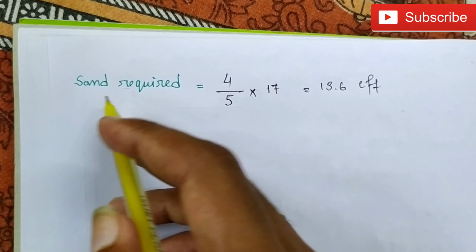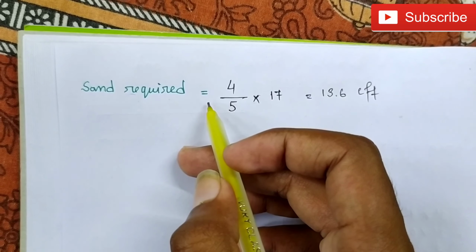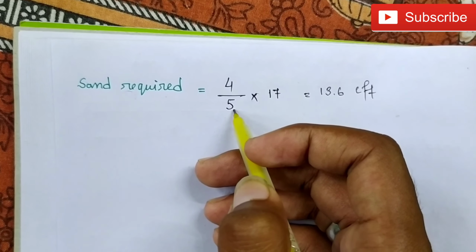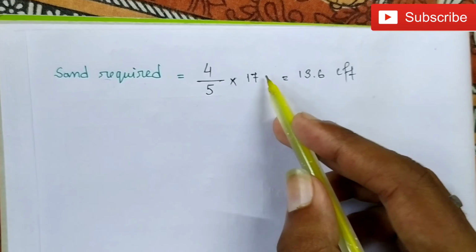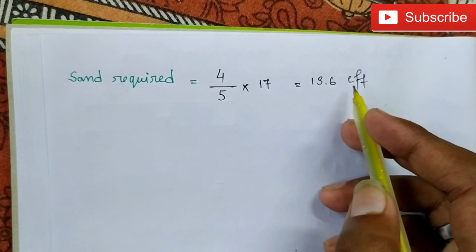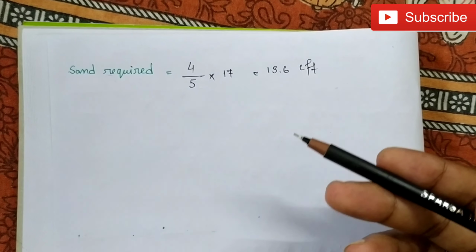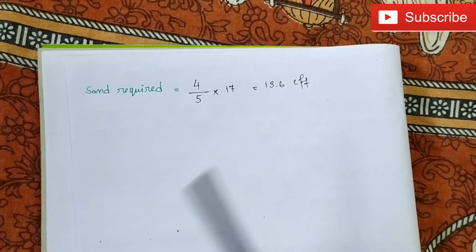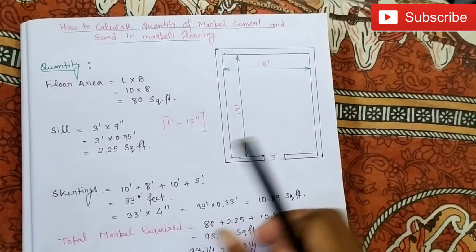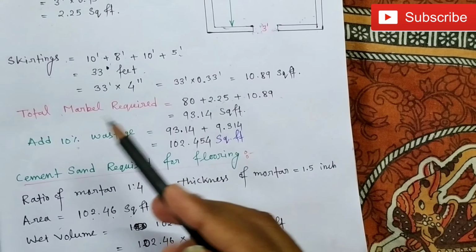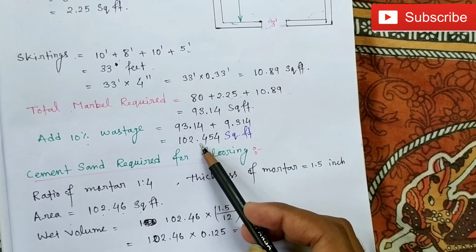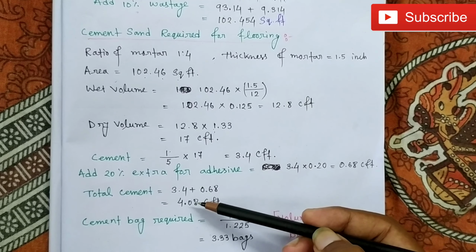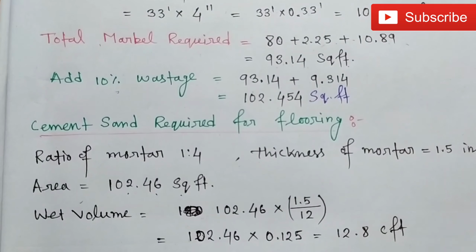And now we calculate required sand. For sand equal to 4 by 5, where 4 is the ratio of sand and 5 is the total ratio, into 17 dry volume equal to 13.6 cubic feet. So we have calculated all these things. Our total sand required is 13.6 cubic feet, our total marble required is 102.454 square feet, and cement required is 4.08 cubic feet.